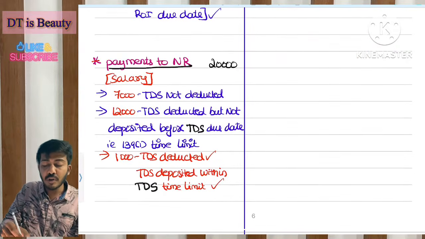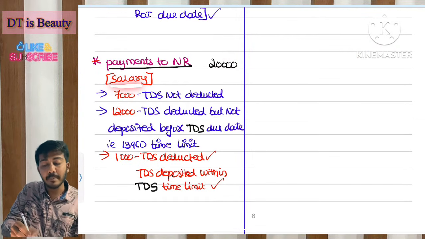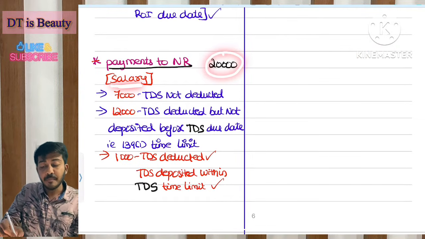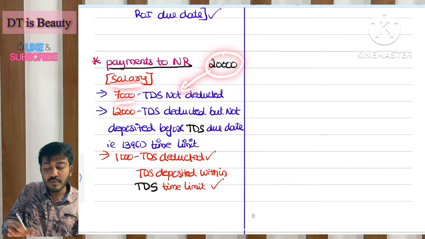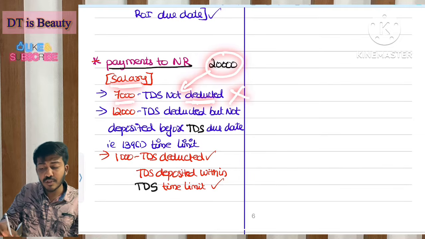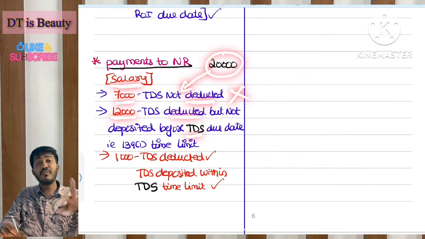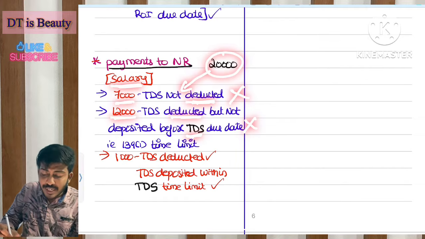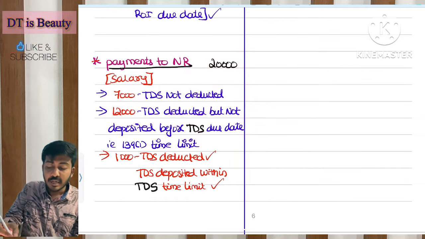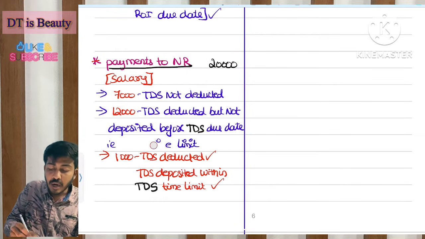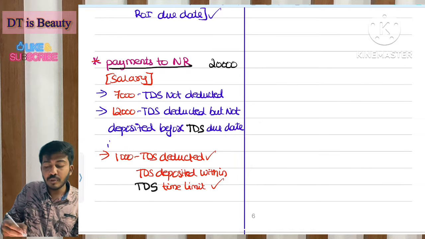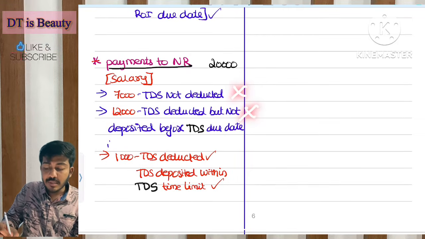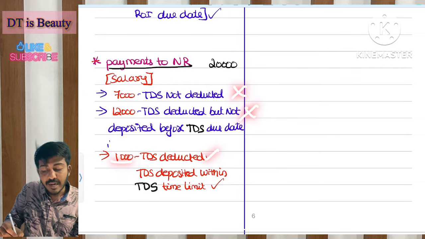Come to the payments to a non-resident for salary. It is 20,000, and on 7,000 of it TDS is not deducted. So it is wrong. On 12,000 TDS deducted but did not deposit before the TDS due date. Again, it is the TDS due date and not the 139 one time limit. Simple. And come to the third category, where this is wrong and this is wrong. This is 1,000 TDS deducted.